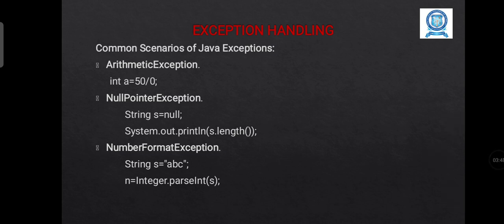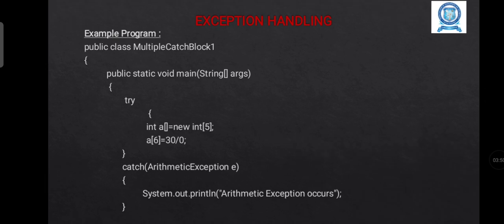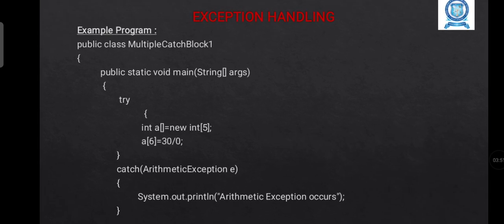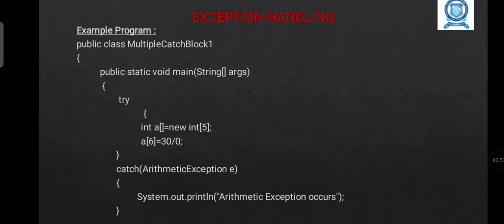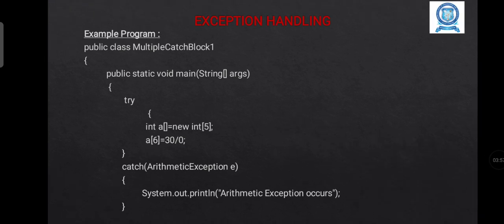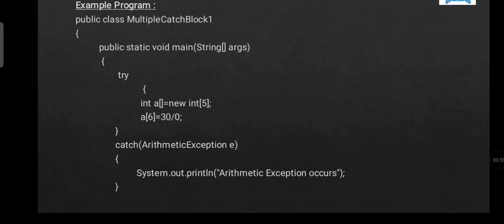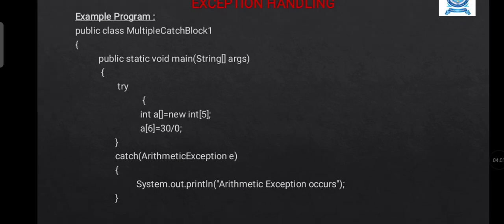Similarly, we can see an example program for handling exceptions. We have a program with the class name MultipleCatchBlock1. We have started the public static void main method. We have a try block. The try block is the block where we put all the code that may cause an exception. So in our code we have some mistakes.